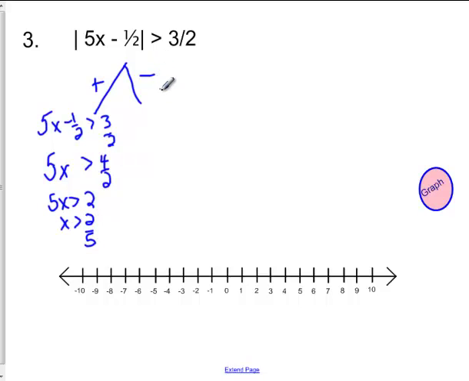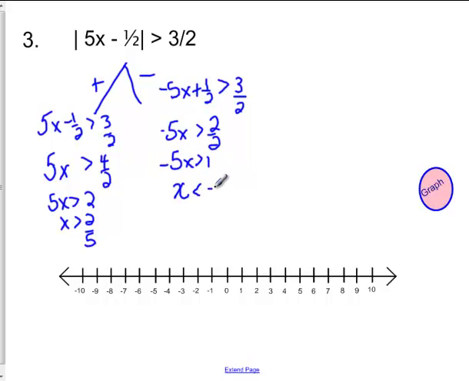All right, here's the negative. Negative 5x plus a half is greater than 3 halves. 5x is greater than 2 over 2, which is really 1. So x is, whoops, let's bring my negative down so I don't lose it. X is less than negative 1/5.